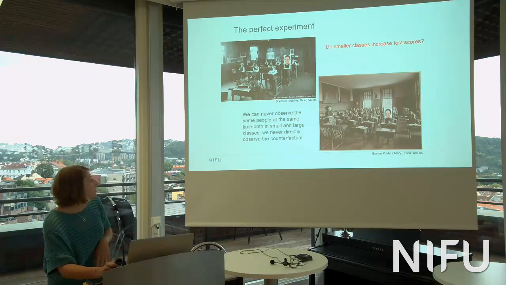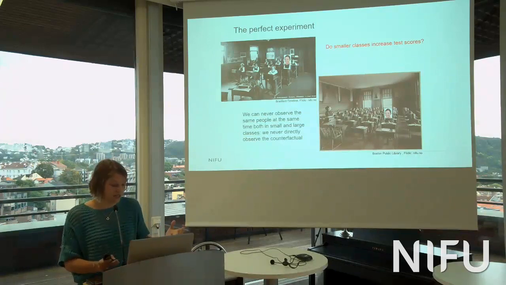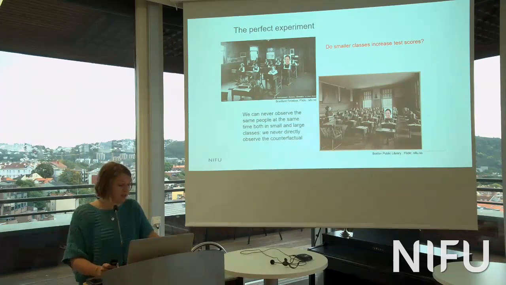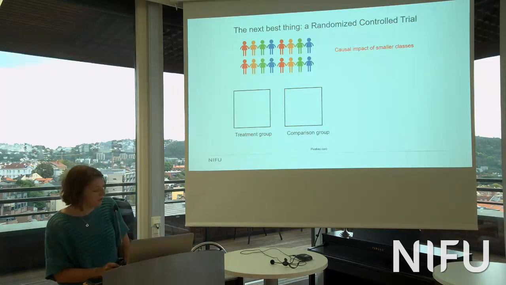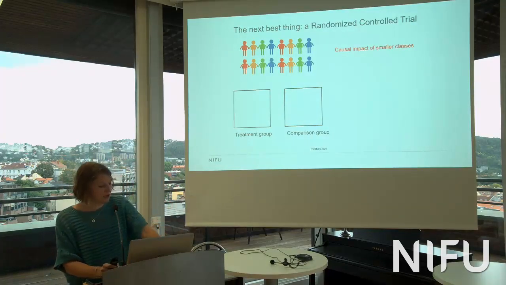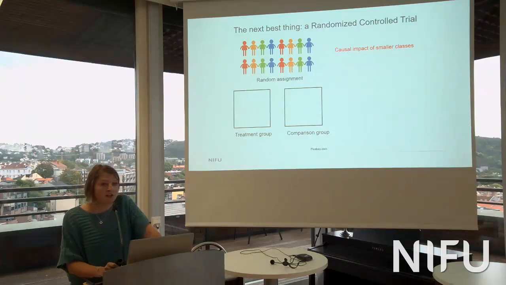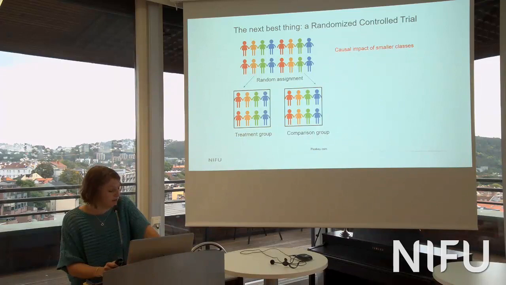However, you obviously can never observe the same person in 2 different states. So what we say is that we can never directly observe the counterfactual, what the situation would have been if I was in a large class instead of a small class. So therefore, we try to do the next best thing. And that's where the RCT comes in, the randomized controlled trial. So if we're interested in the effect of small classes, and we have a group of students, what we can do is something we call random assignment. So we randomly place some of these students into the treatment group, and we randomly place the other students into the comparison group or the control group.